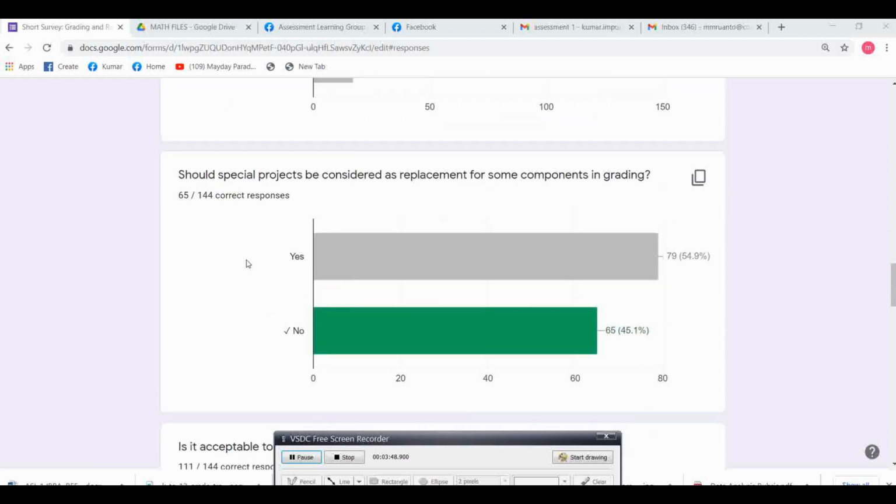Okay, here is another issue. Should special projects be considered as a replacement for some components in grading? Actually, the answer here is no.